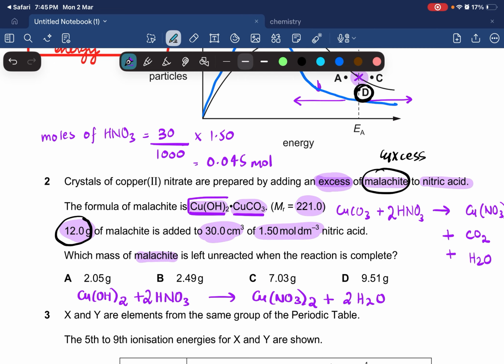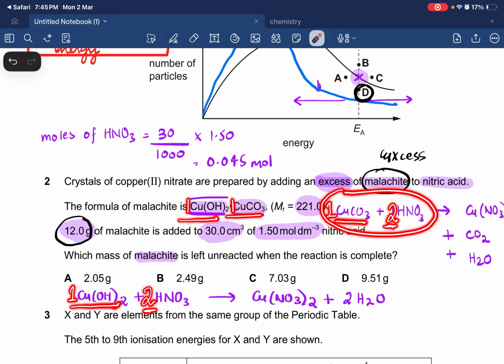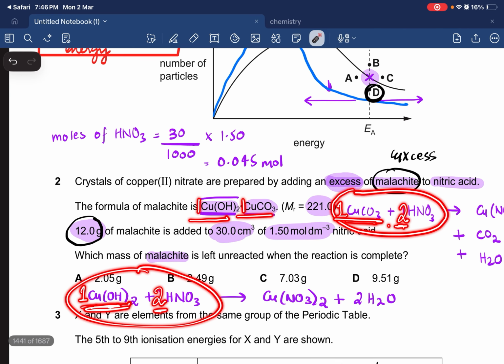Now I know one thing: if I have in total 4 moles, like 2 over here and 2 over here, I'm going to react with 1 mole of malachite, because 1 mole of malachite contains 1 mole of copper hydroxide and 1 mole of copper carbonate. So over here I can consider this to be 1 mole of copper carbonate and 1 mole of copper hydroxide. So in total, this and this tell me that 1 mole of malachite is going to react with 4 moles of nitric acid. 2 over here, 2 over here.